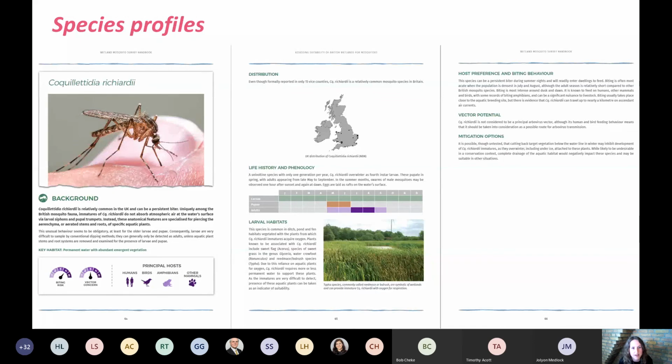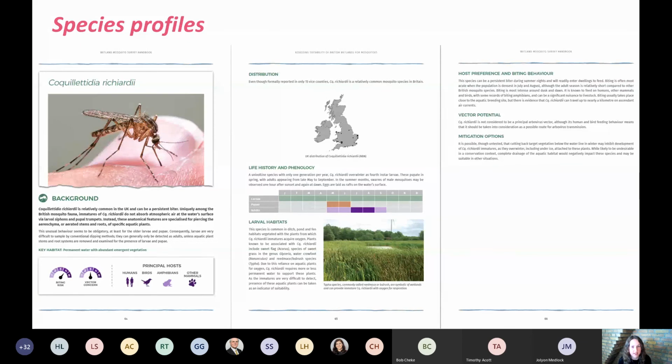They give a little bit of background about each of the species, the kind of habitats you might expect to find them in, their general distribution across the UK, information on their life history and phenology, so the different times of year when you might expect to find them in their different stages, from larvae, pupae and adults, whether or not there's a peak in that population of adults. Also information about their host preferences, so those are the animals that the mosquito species tend to feed on.